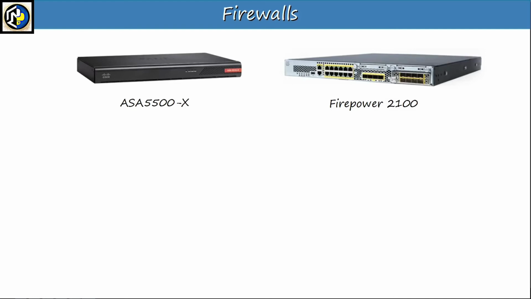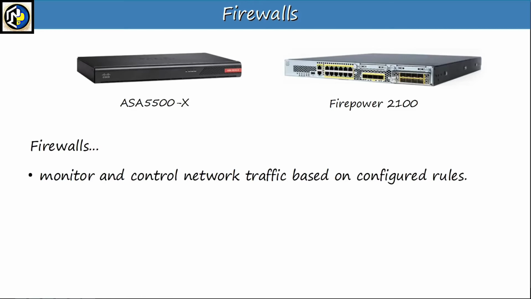Although the ASA is their classic firewall, modern ASAs include modern features of so-called next-generation firewalls, including things like IPS, or Intrusion Prevention System. You'll hear a lot more about that in the security section of this course. On the right is a Firepower 2100 series firewall. This is a next-generation firewall as well.